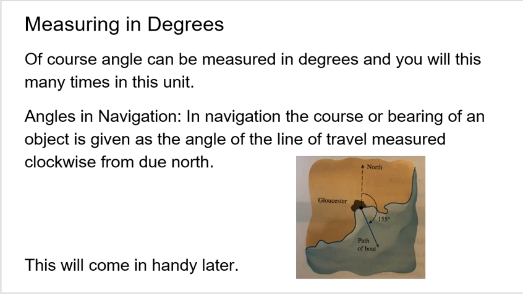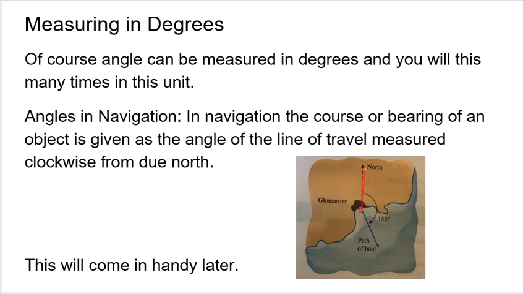So, for example, here's one particular use of angles that we do see a lot in navigation. Navigation by boat, airplane, or even traveling by car. In navigation, the course or bearing of an object is given as the angle of the line of travel measured clockwise from due north. So, for example, if here is a boat in this particular city right here, and it's going to leave port, and it's going to leave at a bearing. Okay, we call that a bearing. And its bearing is the number of degrees clockwise from due north.